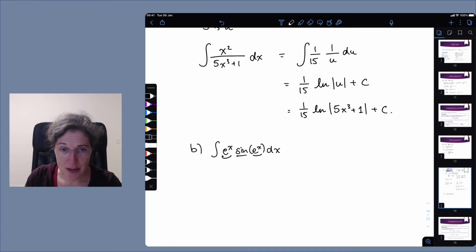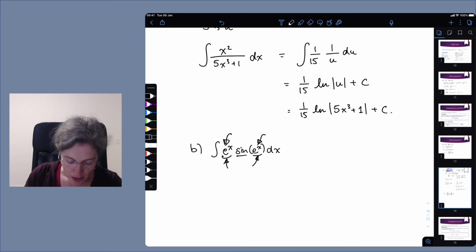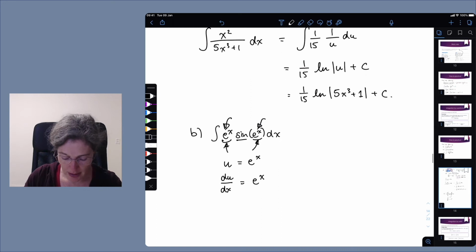So it was a bit of a quick explanation, but the idea here is I see this e to the x inside the sine and this e to the x outside of the sine, and I think, okay, I've got the derivative of e to the x over here from this e to the x. So let's see how this works out. So I'm going to pick as my u e to the x. If I take the derivative, then I end up with e to the x again.